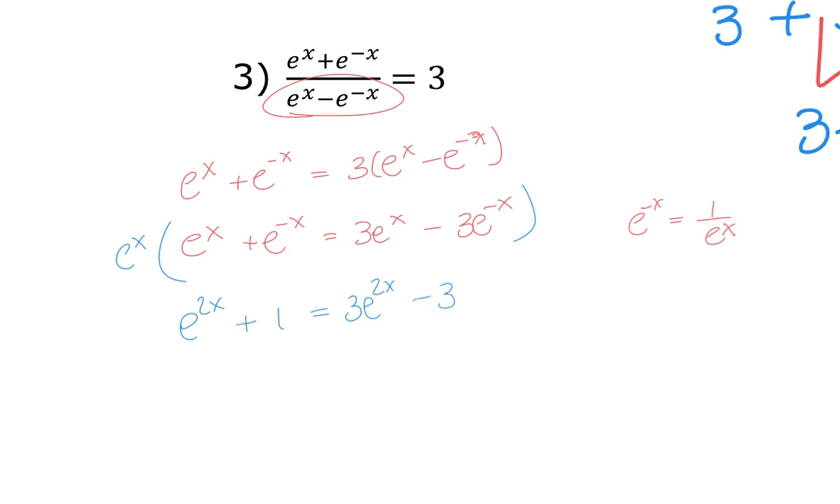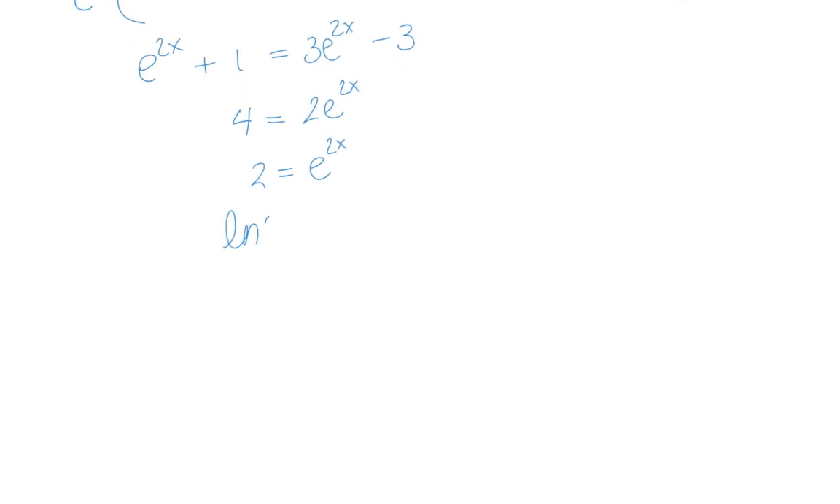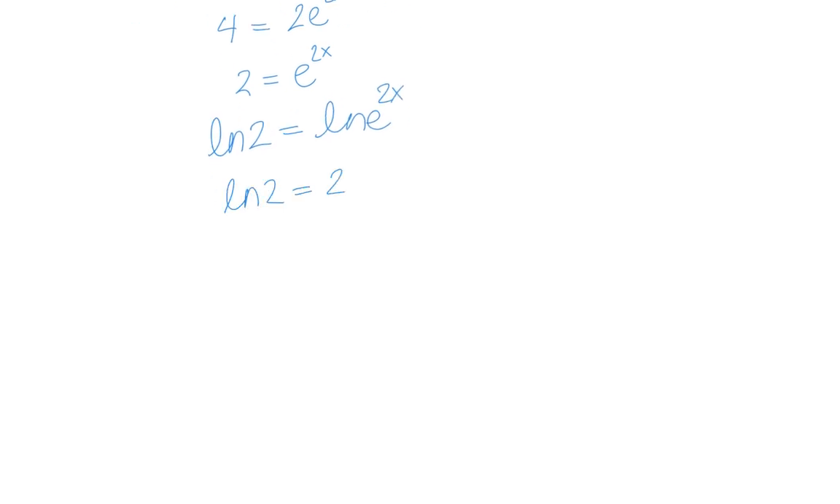I'm going to subtract e to the 2x from both sides, and I'm going to add 3 to both sides, so I'm going to get 4 is equal to 2e to the 2x. Divide both sides by 2, so I get 2 is equal to e to the 2x. I'm going to take the natural log of both sides. The natural log of 2 is equal to the natural log of e to the 2x. So the natural log of 2 is equal to 2x times the natural log of e, by bringing this down out front as a multiplier. But the natural log of e is just 1, and so I get the natural log of 2 is equal to 2x. Divide both sides by 2, I get 1/2 the natural log of 2 is equal to x.